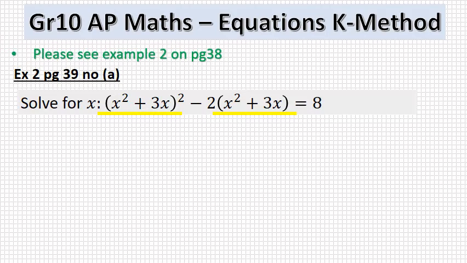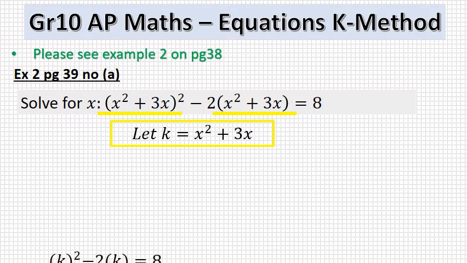So let's think about this. If we see that this bracket, x squared plus 3x, repeats itself, why don't we just use something else to represent the bracket for now? And that can be the letter k. Let's replace each bracket with a k and then solve for k. We can forget about x for a while. So let's see, if we replace the bracket squared minus 2 times that bracket, we would end up with k squared minus 2k equals 8.